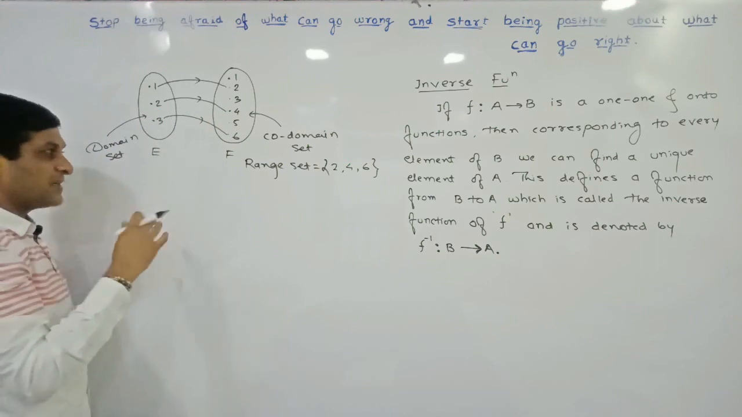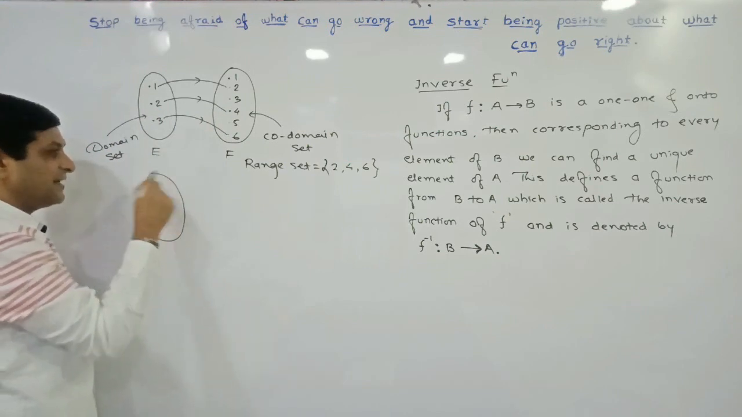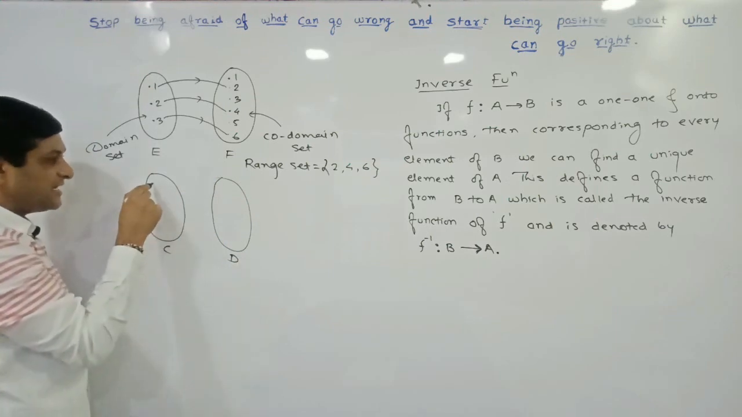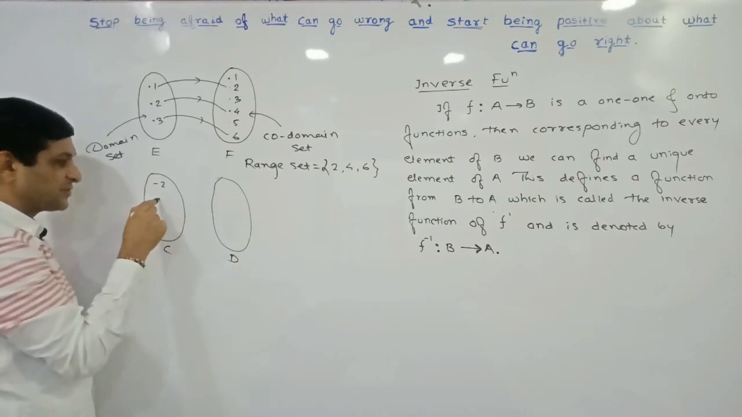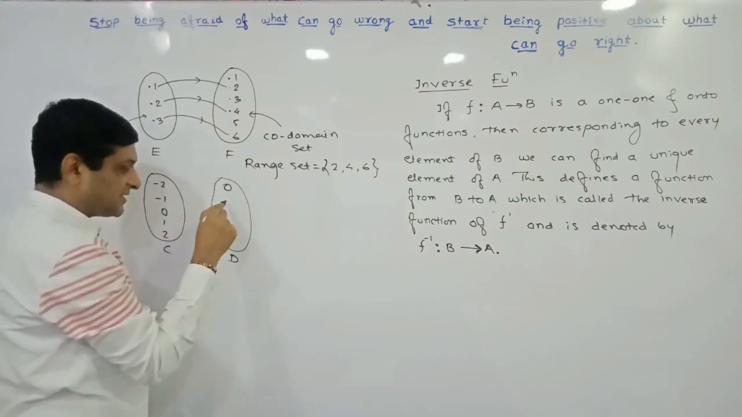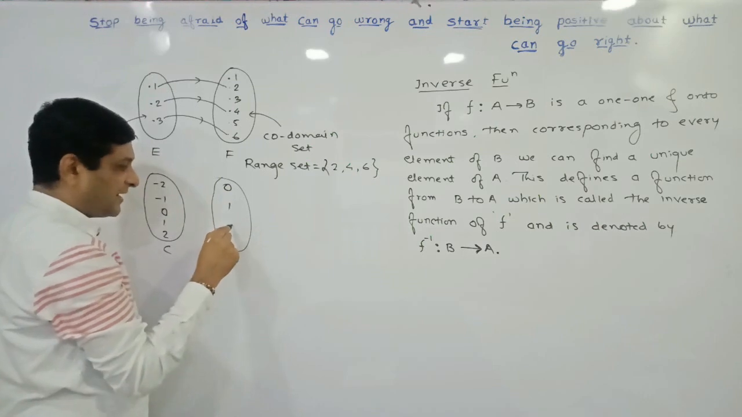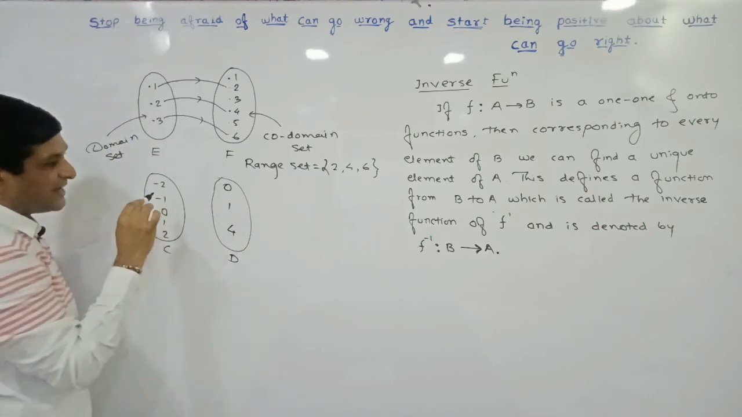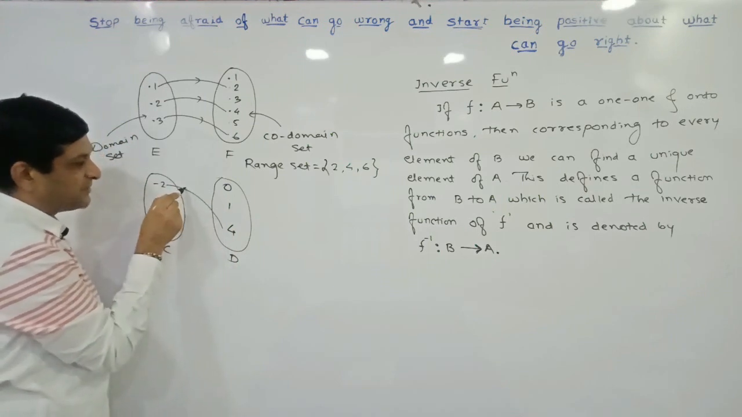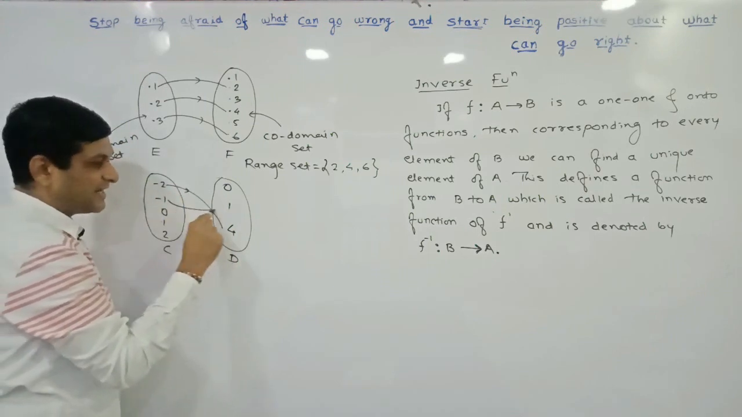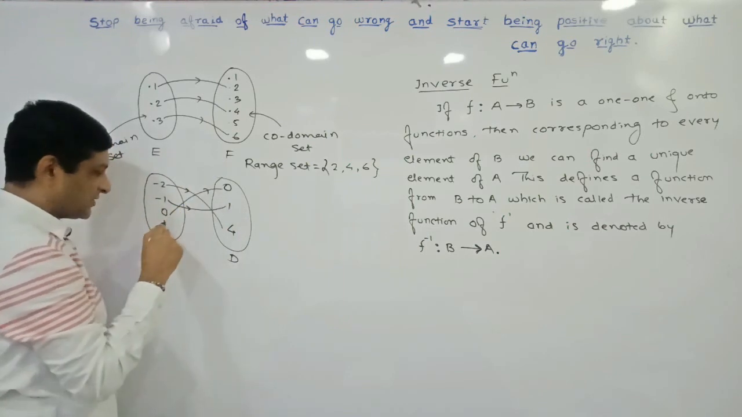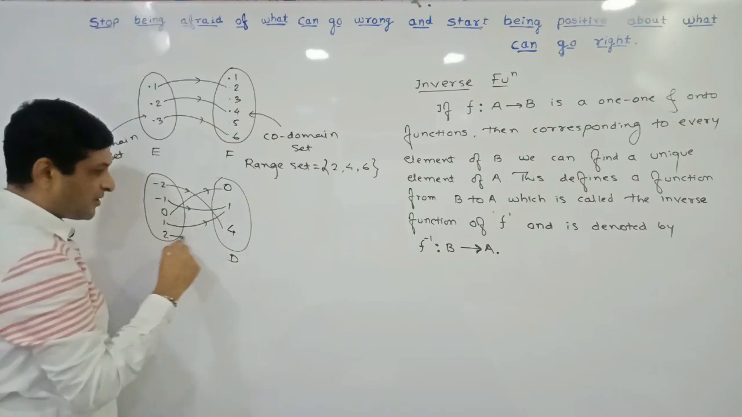Is it clear? Now consider another example here. Let us denote these sets by C and D. Let the elements of this first set be -2, -1, 0, 1, 2, and let the elements of this set be 0, 1 and 4. Now I am supposing that -2 is related with its square, that is 4. -1 is related with its square, that is +1. Square of 0 is 0, square of 1 is 1, and square of 2 is 4.